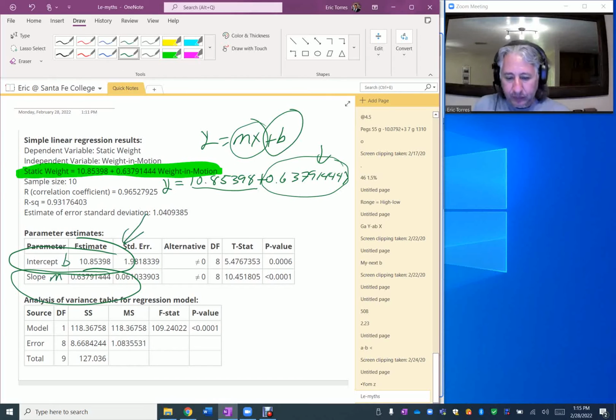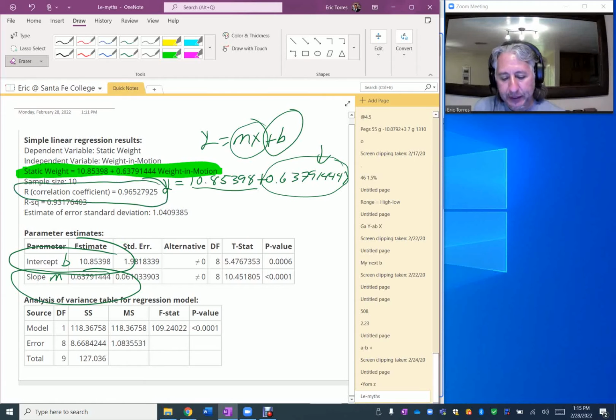Now, the correlation coefficient, going back, what does that tell us? That tells us how accurately the points come to the equation of the line or the model, and a 0.96 correlation coefficient is almost 1, which means almost perfect. This is a really, really tight model. So we've got a great model.